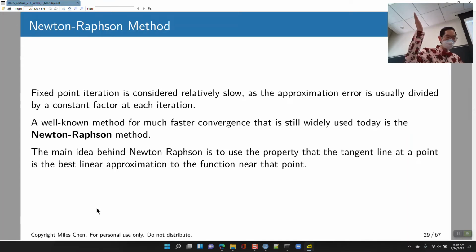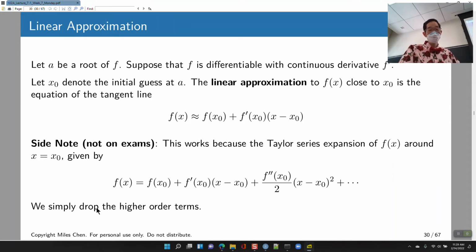Basically what it's using is the tangent line to help us find roots. And so this is how it's going to work. We're going to say we have some function f. f has a root at a, and we want to figure out what this root is. So first of all, f needs to be continuous, and it needs to have a continuous derivative f prime. We're going to say we start off with some initial value x0.